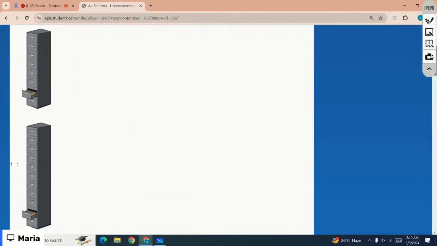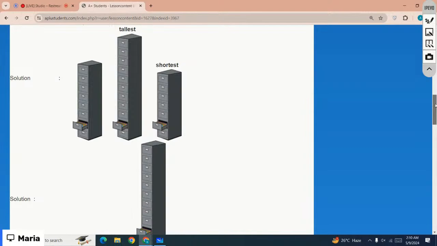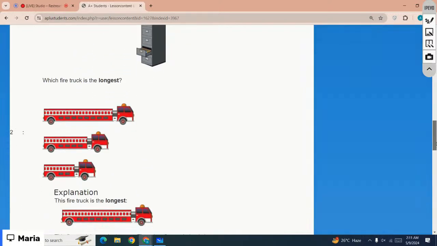For the tallest one, you have to arrange them in order and see which one has the most height, which one has the most length, right? So you can see here, this one is the shortest in length, and this one is the tallest, right? Yes, the middle one is the tallest.